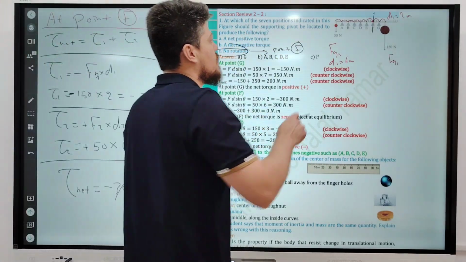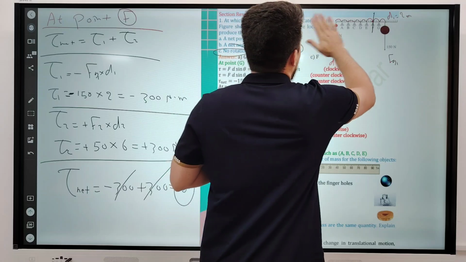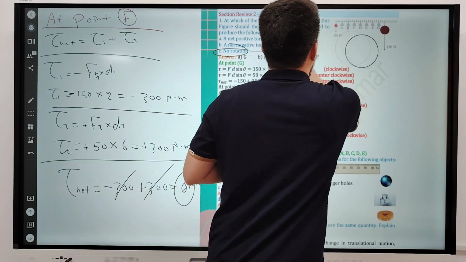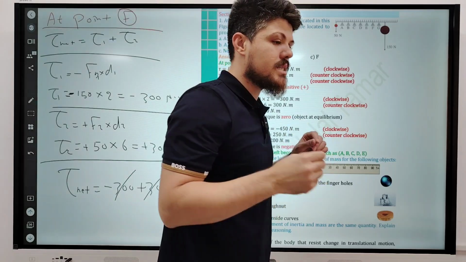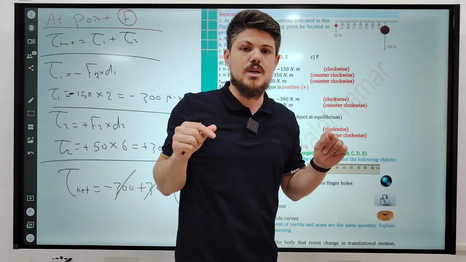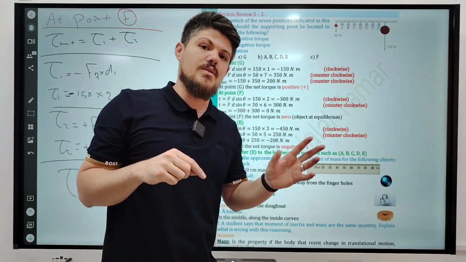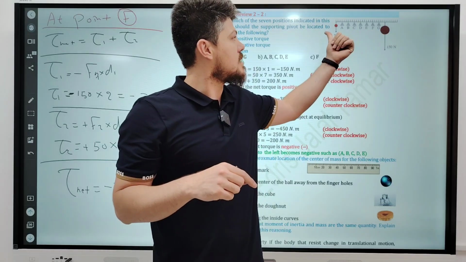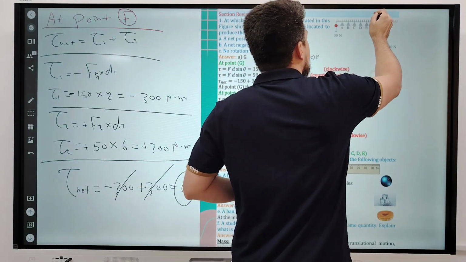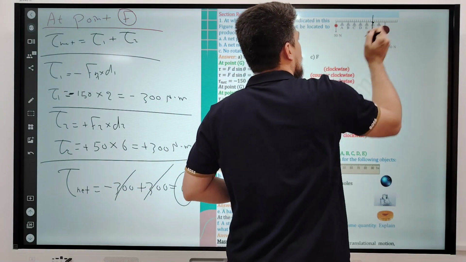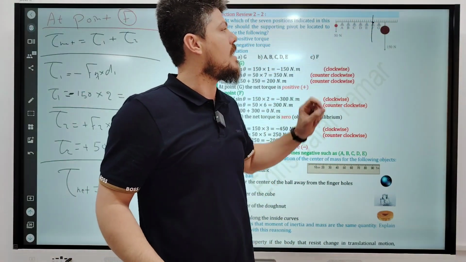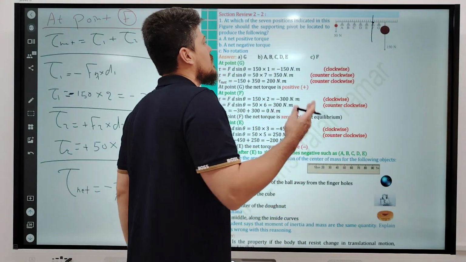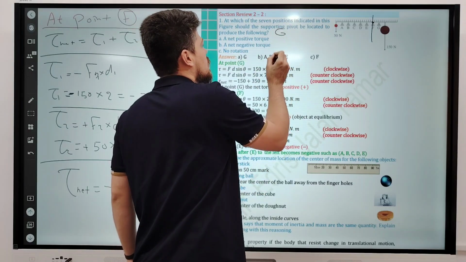The balancing point between these two different mass is located near the heavier side or lighter side? The balancing point for non-uniform object is always located near the heavier side. This is heavier side, this is lighter side. So the balancing point is located near the heavier side. Which point is the balancing point? It means that there is no rotation at point F. Which point has positive net torque? Point G.